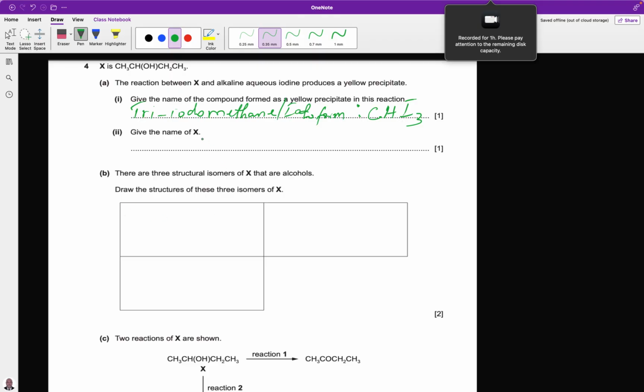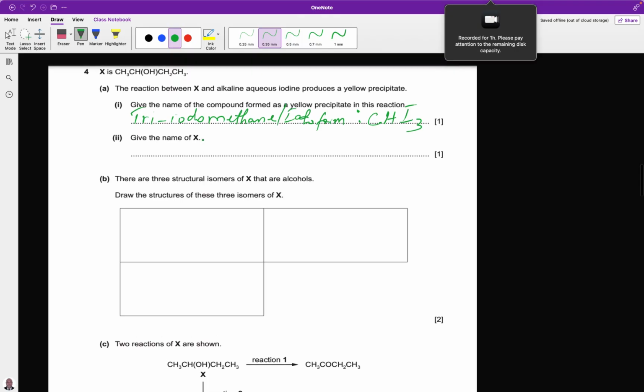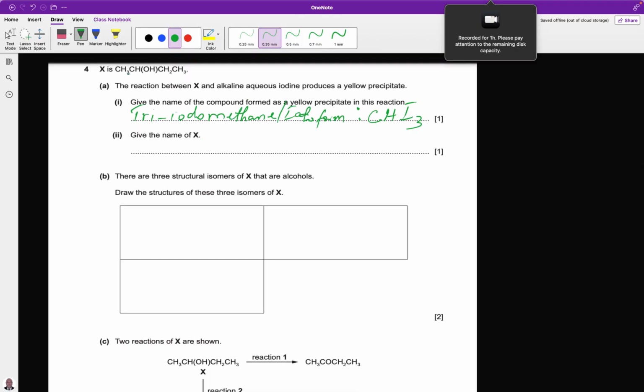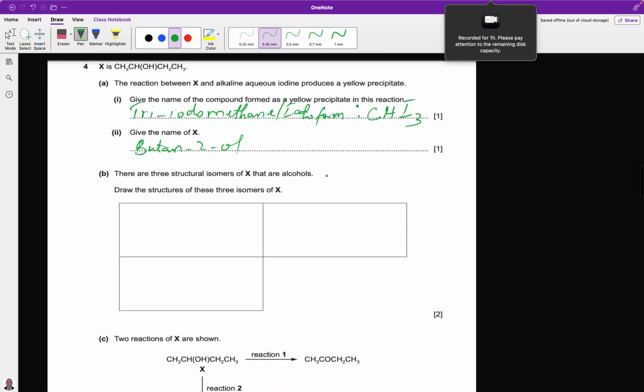Give the name of X. For this compound, we have the first carbon, the second carbon, third and fourth, and the OH group is located on the second carbon. In that case, there are 4 carbon atoms, so it's supposed to be butanol, but the OH group is located on the second carbon. We now say it is butan-2-ol. Now it takes us to the B part of it.